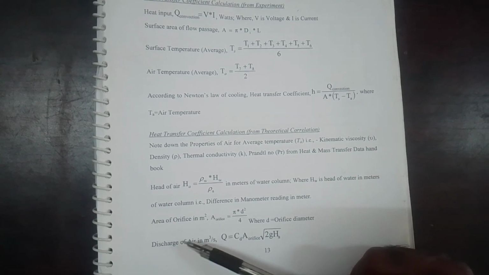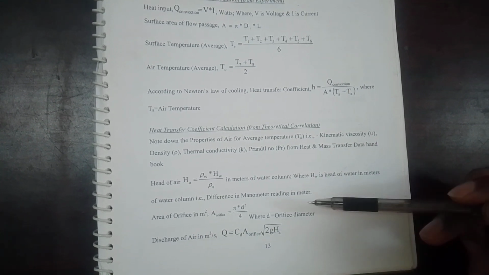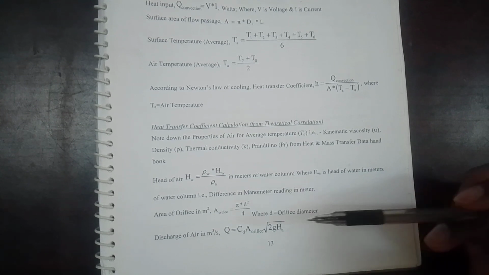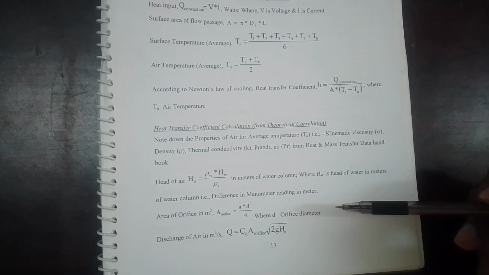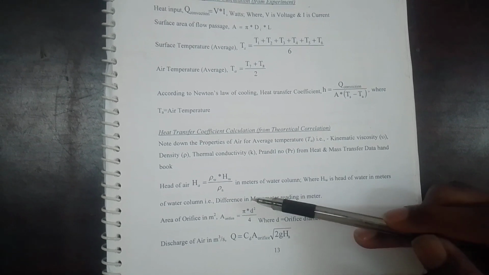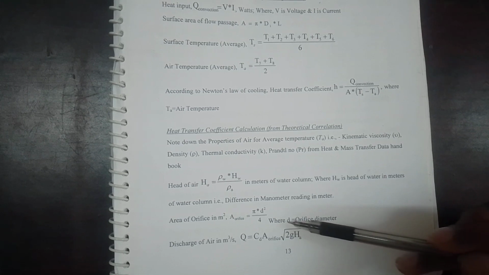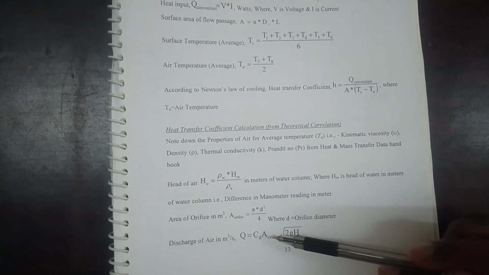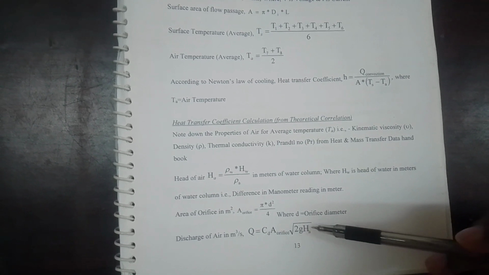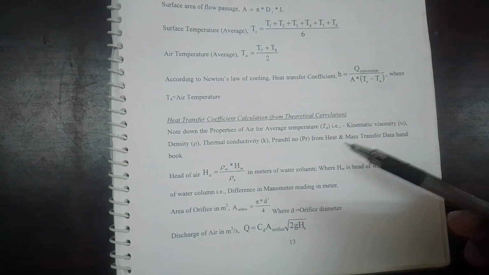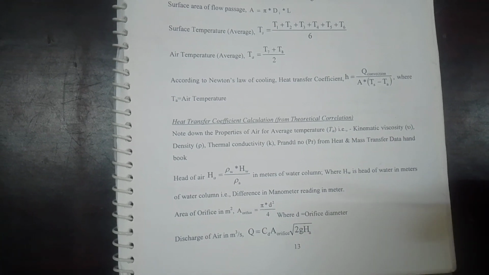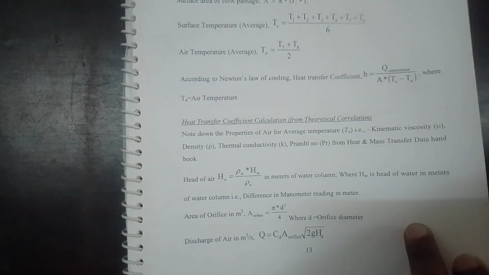In the same manner we also find the area of the orifice. You know the value of pi and we know the diameter of the orifice, so we can find the area of the orifice. Then we find the discharge of air in meter cube per second. We substitute the value of CD, which is already given, and the area of the orifice, then root of 2 g HA, where HA is the head of air. So we can find the discharge of air in meter cube per second.